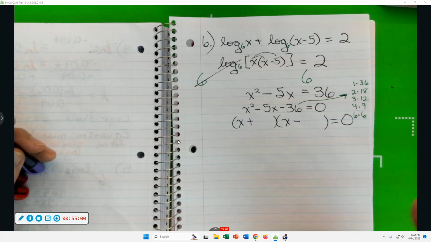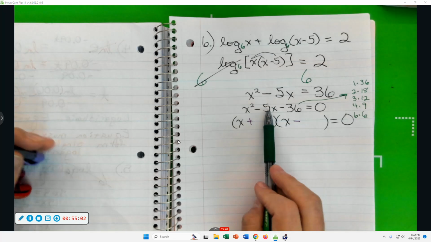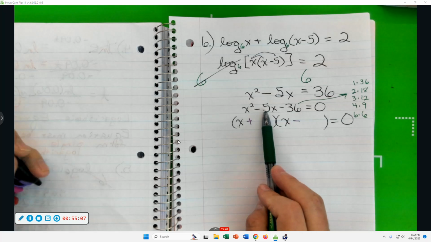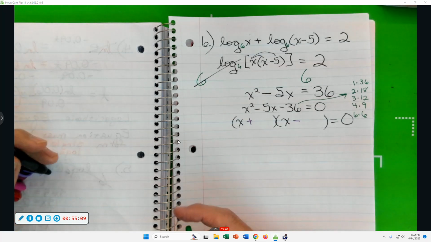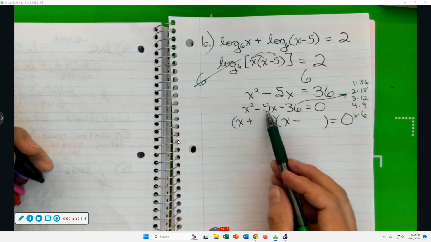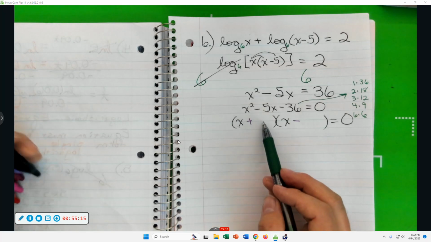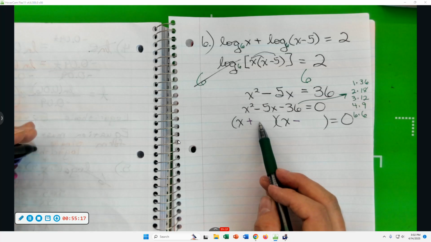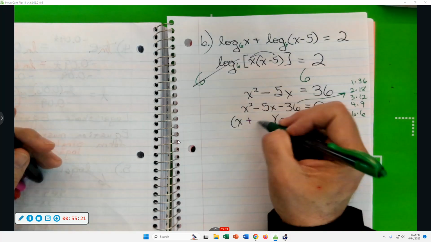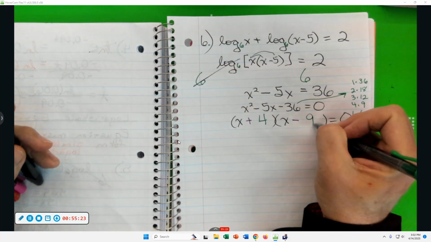For a simple trinomial, you choose the pair that, in this case, subtracts to give you 5. Which one is it? 4 and 9. Now play it out in your head to get a minus 5x. What should I put after the x plus? Should I put the 9 or the 4 here? Put the 4 there, the 9 there.